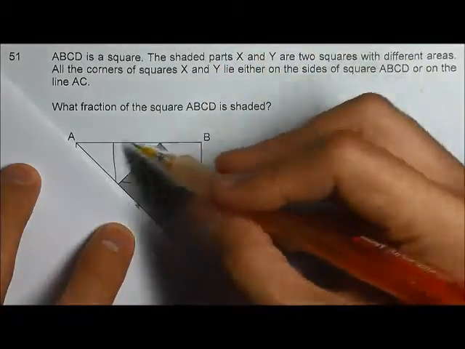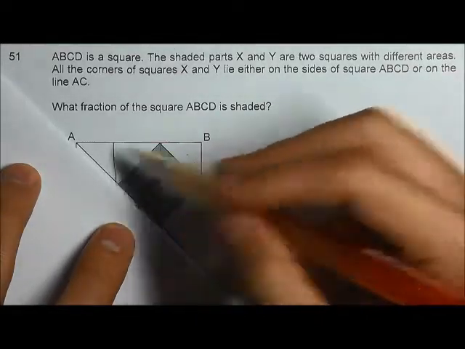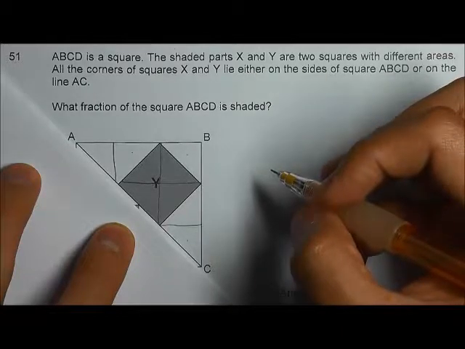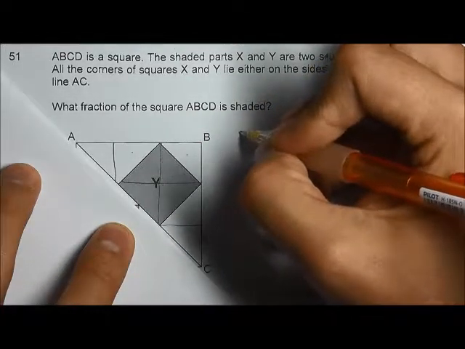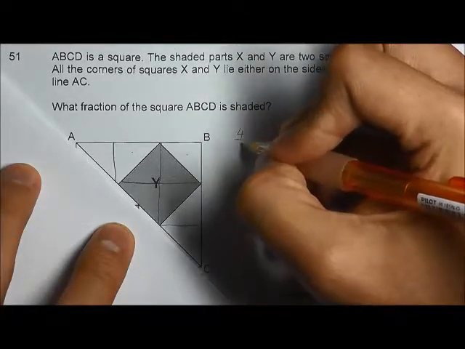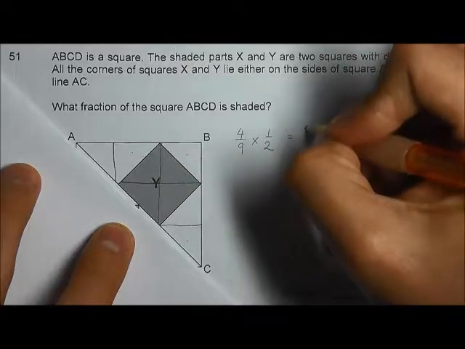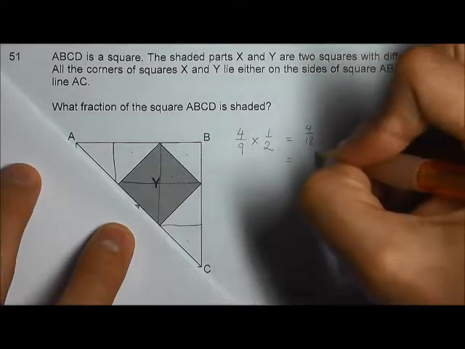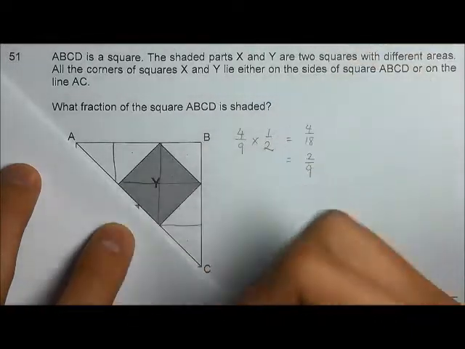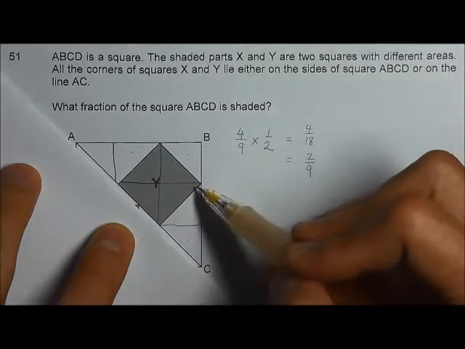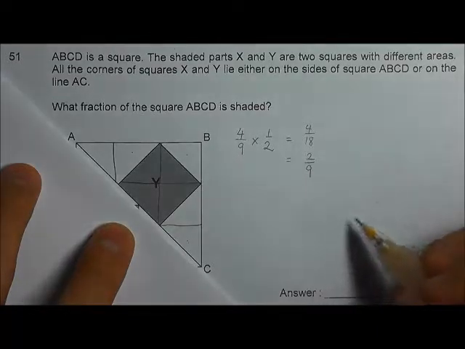So altogether, this half a square is made up of 1, 2, 3, 4, 5, 6, 7, 8, 9 smaller triangles, and 4 of the triangles are shaded. So we will have 4 over 9 times half. That will be 4 over 18, and reduced to the simplest form, it will be 2 over 9. Okay, so this shaded square Y forms 2 over 9 of the entire square.